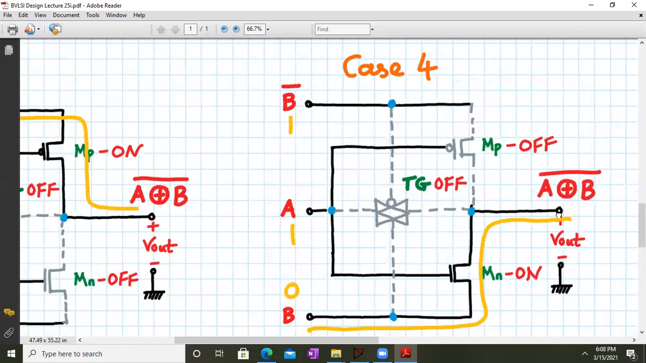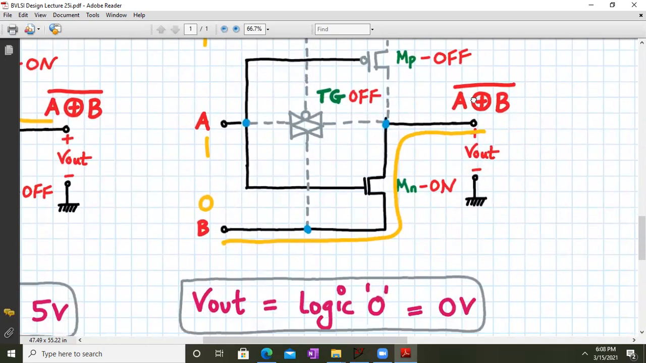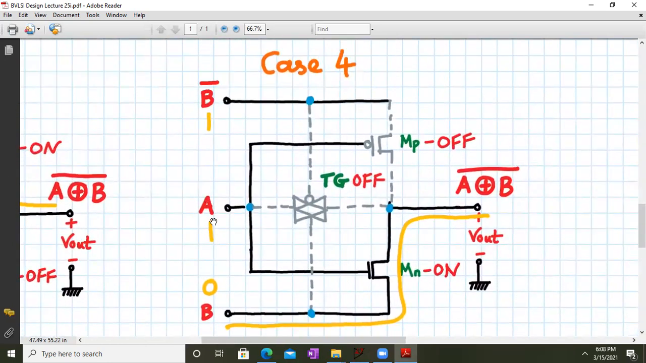Now let us move on to case number 4. In case number 4, we have A as logic 1 and B as logic 0. That means B bar will be logic 1, which will turn off your transmission gate. At the same time, since A is logic 1, your NMOS transistor is on and your PMOS transistor is off. So basically your MP and MN together with the input A form a CMOS inverter, with the supply given as VDD at the top, and here we have a ground because B is a logic 0. We know that whenever we give a logic 1 to the CMOS inverter, the output will be a strong logic 0. Hence Vout equals strong logic 0 when the inputs are different.